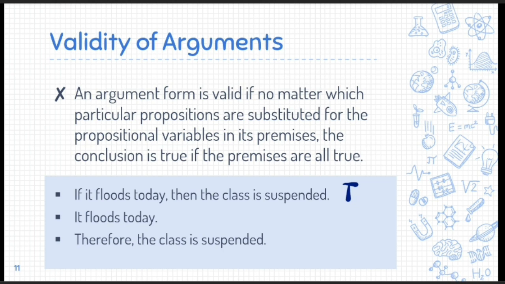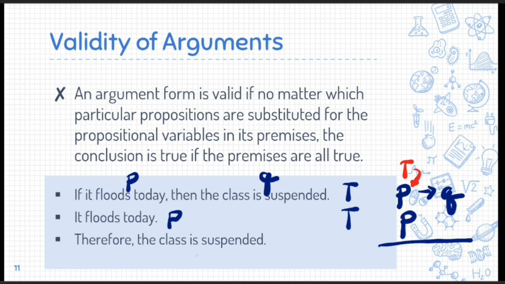Okay, so if it floods today, let's say this is our P, and class suspended is Q. So we have a conditional statement, P then Q. It floods today, this is actually the same as our P. Since this is still our premise, it is assumed to be true. Our P is true. The class is suspended, so this is our Q. The conclusion is Q. So the question, is it true or false?